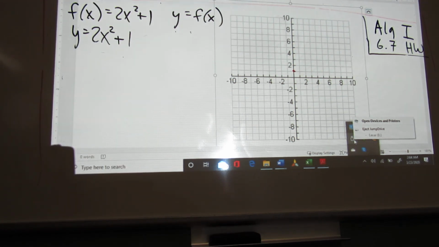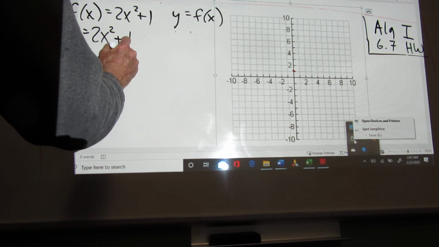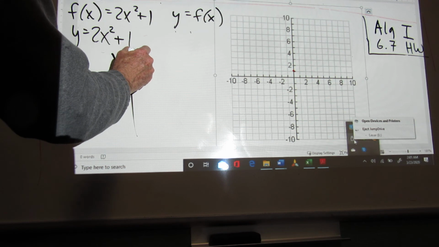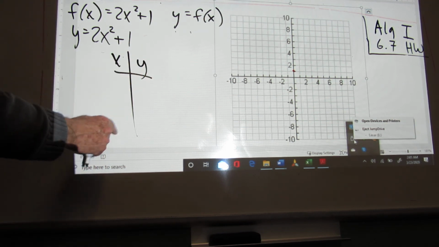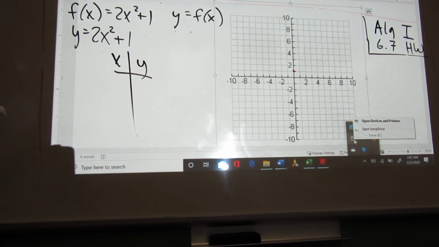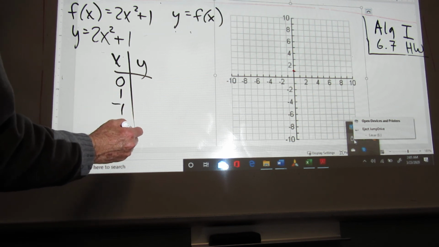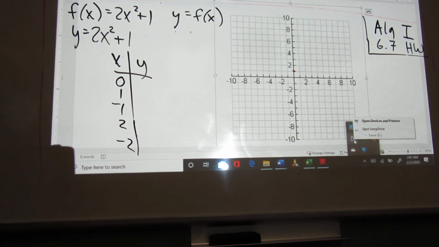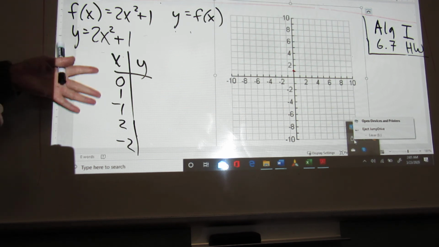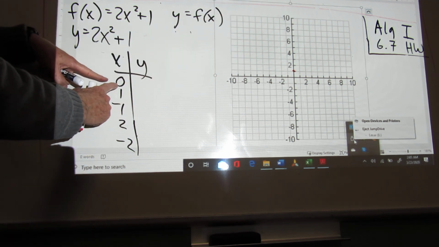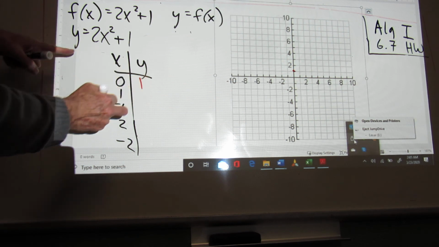Now, a couple different things can happen on your assignments. On some of the assignments on 6.7, some of the exercises, you are given values for x already, and you just have to find values of y. So let's assume that that's the case here, and I'm just going to pick 0, 1, negative 1, 2, and negative 2, for lack of anything better. So if you were given these and asked to find the corresponding values for y, and then you would graph those points. So in this case, if x is 0, y is 1, right?